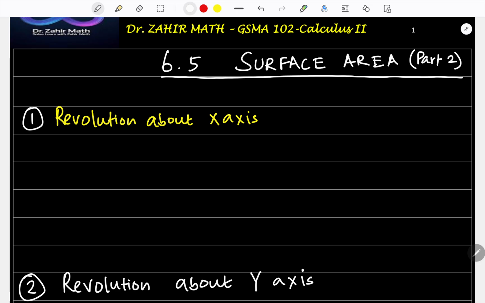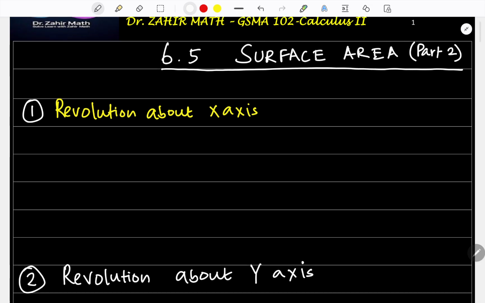In today's GSMA 102 Calculus 2 video, we are going to continue section 6.5, because I already posted the part 1 video, which is arc length, and the part 2 video is surface area. It was too lengthy, so I divided it into 2 videos. So this section is 6.5, surface area of revolution.